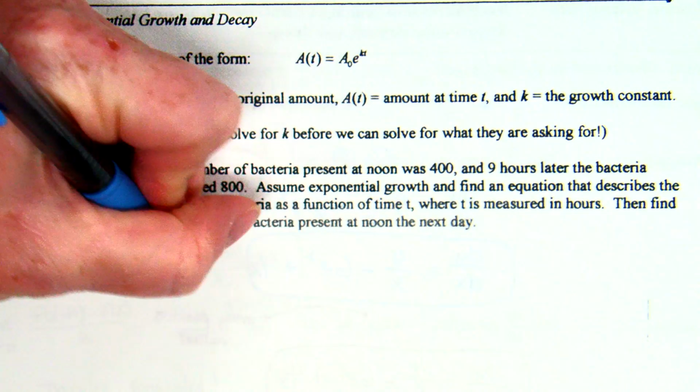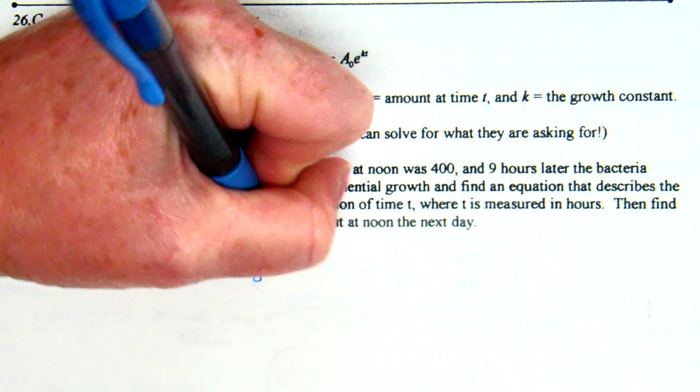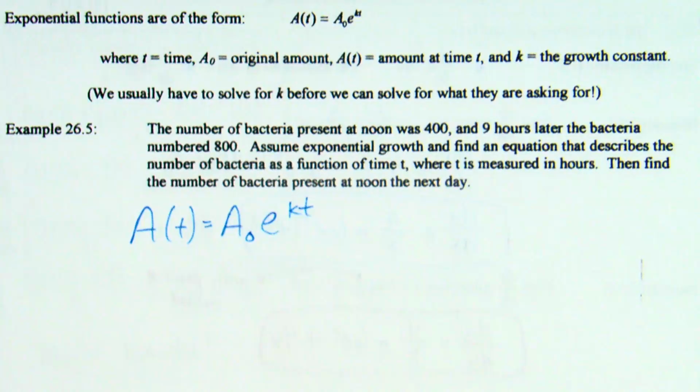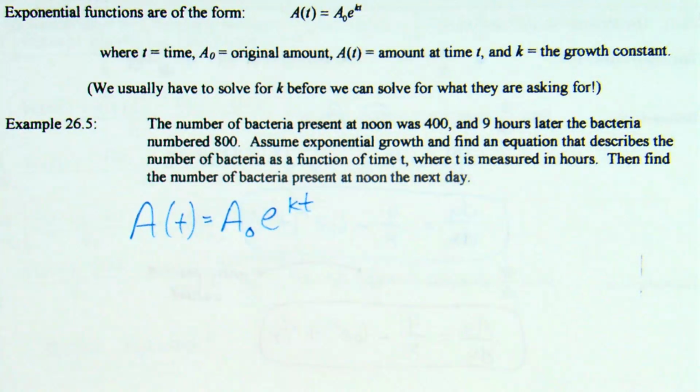So, I'm going to go ahead. The base of this problem is A of t equals A sub naught e to the kt. I haven't read the problem yet, but I'm just writing that down. So, the number of bacteria present at noon was 400, and 9 hours later, the bacteria numbered 800. Assume exponential growth and find an equation that describes the number of bacteria as a function of time t, where t is measured in hours. Then find the number of bacteria present at noon the next day. Reread it a couple more times if you need to, right?